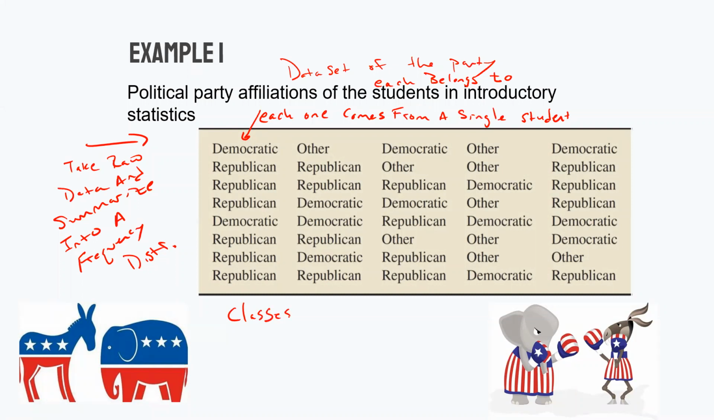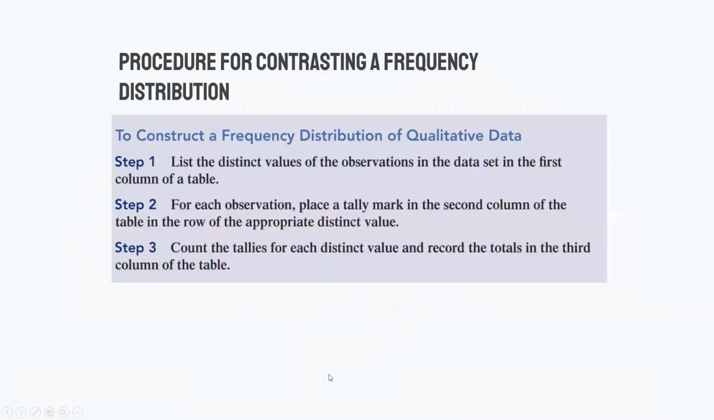So the different classes I'm going to have: you're either a Democrat or you're a Republican, or you belong to the other party. Maybe you're libertarian or independent. Those are the classes I have. Now, to construct this frequency distribution, you're going to list the distinct values of observation in the data set in the first column of a table. What I mean by distinct values is you're going to list the classes: Republican, Democrat, Independent.